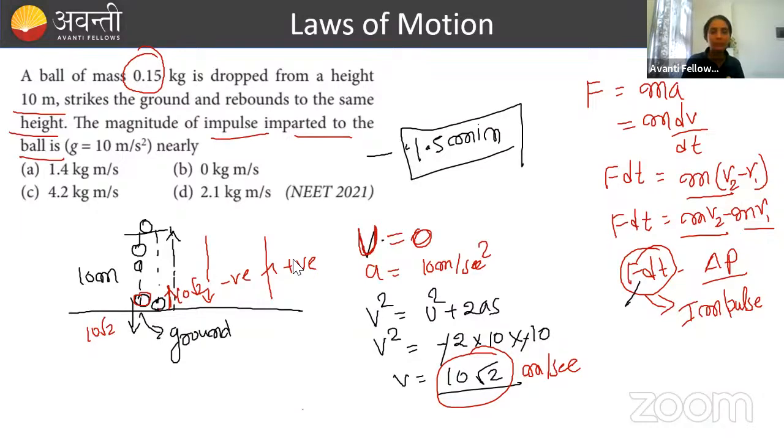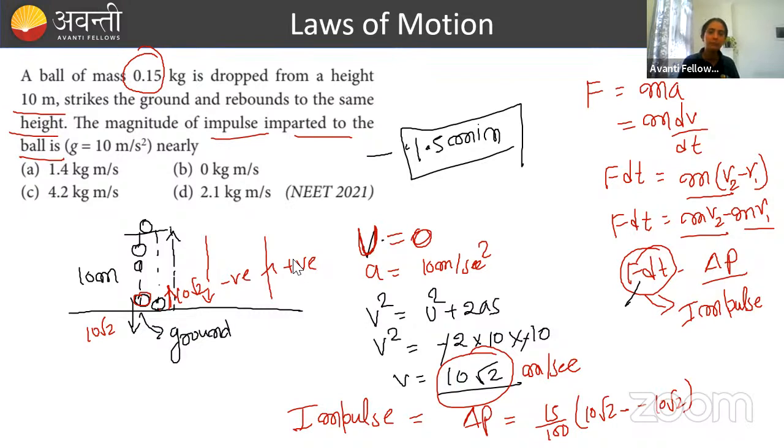So what is change in momentum here? Impulse अगर तुम्हें निकालना है, so you have to calculate change in momentum, and that is equal to mass, that is 15 by 100 into V2 minus V1. So V2 upward direction में velocity है 10 root 2 minus of minus 10 root 2. So this became how much? 20 root 2, right? So यहाँ पे आप क्या लिखोगे? 15 by 100 into 20 root 2. Now this will become 3 root 2. Root 2 का value is how much? 1.414 something. So this will become around 4.2 kg meter per second. So correct answer will be what?